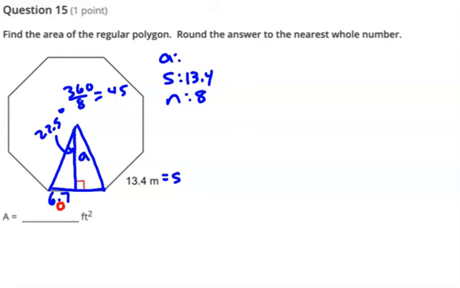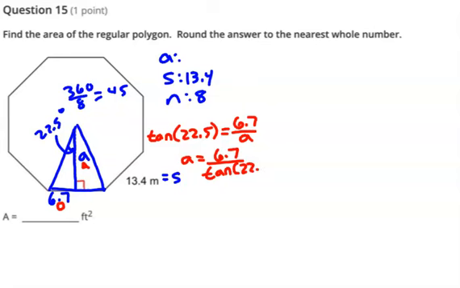Again, it's tangent. This is the opposite side. A is the adjacent side. So we're going to use tangent of 22.5 equal to opposite over adjacent, so 6.7 over A, which is what we're trying to find. When the letter is on the bottom, you multiply both sides by A, and then you divide both sides by tangent. It ends up looking like this. This is the exact answer for the length of the apothem. If you do that in the calculator, you get 16.1752. It's just showing you different ways to round.